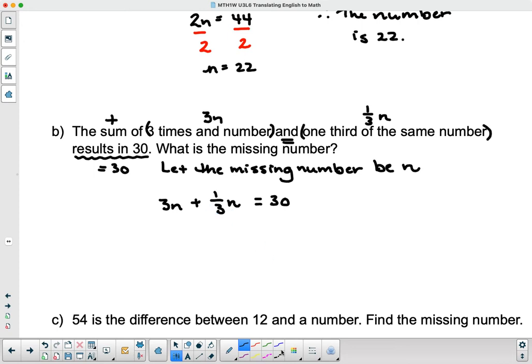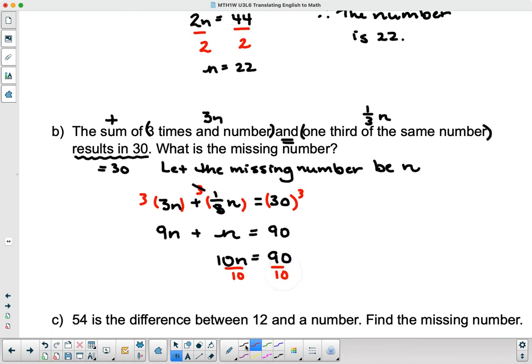Now, since there's a fraction here, remember how we get rid of fractions? We have to multiply through by a common denominator. Since there's only one fraction, the denominator I'm going to multiply by is just that one, 3. And don't forget, you have to multiply everything. This side needs a 3 as well. So that's going to give me 9n plus, this cancels with that, so it's just 1n equals, and 3 times 30 is 90. Collect up like terms on this side, so we have 10n equals 90. And then to get n completely by itself, we're going to divide both sides by 10. So in this case, our n equals 9.